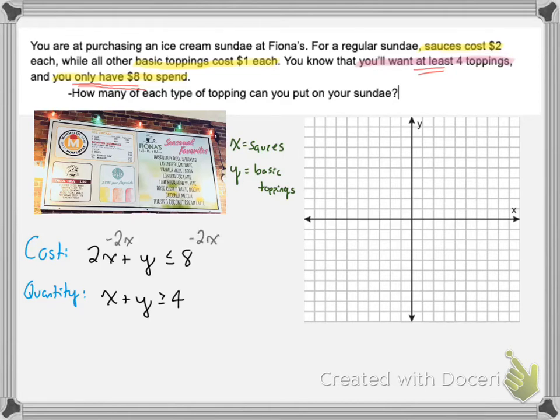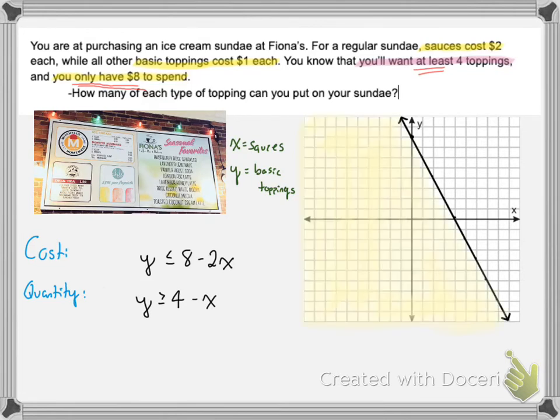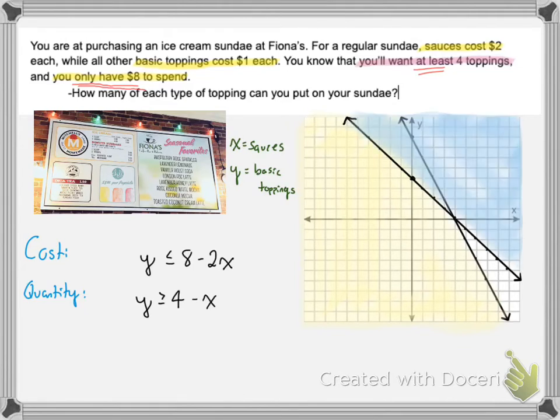Again, to get slope-intercept, I just get that y by itself. And now I'm good to go to graph. My first equation, I start at 8 and I go down 2 over 1, and I'm going to shade less than. My second equation, I start at 4 as my y-intercept, go down 1 over 1, and I shade above.